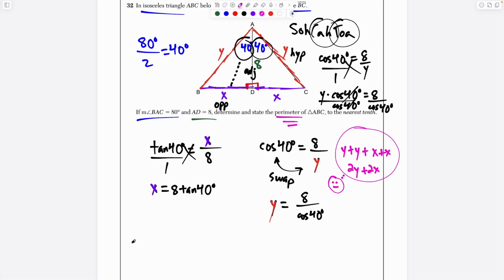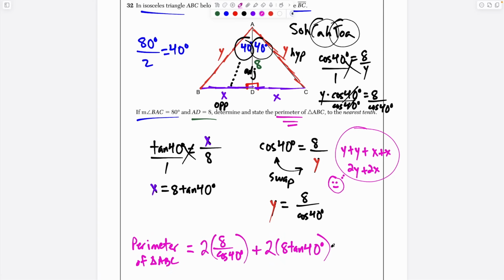So I'm going to say the perimeter of triangle ABC, and this is just so we know what to tell the calculator, is 2 times Y plus 2 times X. So that's going to be 2 times Y, which is 8 over cosine 40, and then plus 2 times X, and X is 8 times tangent 40. Okay, so this is what we're going to type into the calculator.